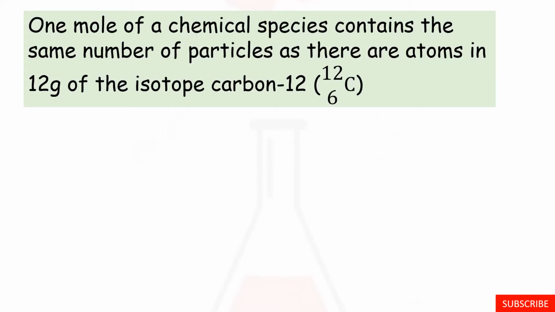One mole of a chemical species contains the same number of particles as there are atoms in 12 grams of the isotope carbon-12. We know carbon has different types of isotopes, carbon-13, carbon-14, but in this case emphasis is on carbon-12. So one mole of a chemical species, be it an element or a compound, will contain the same number of elements or compounds as there are atoms in 12 grams of carbon-12.